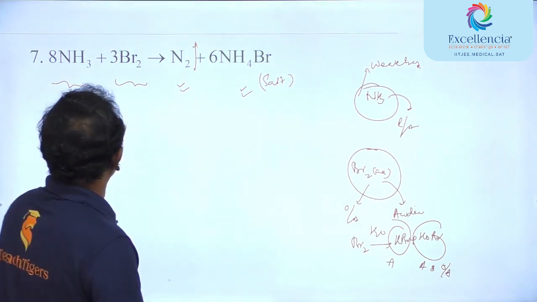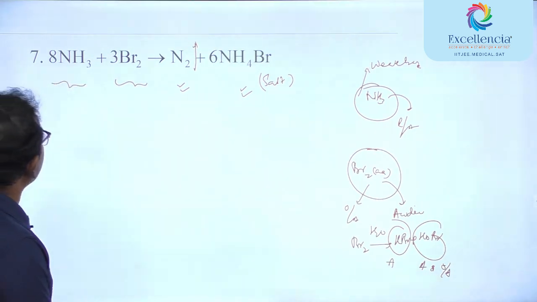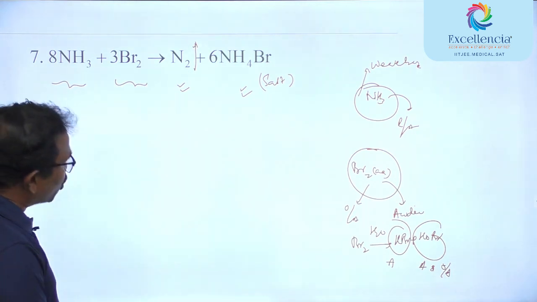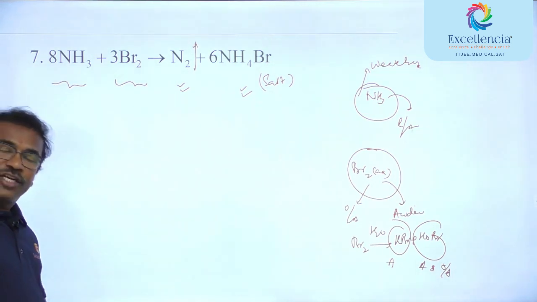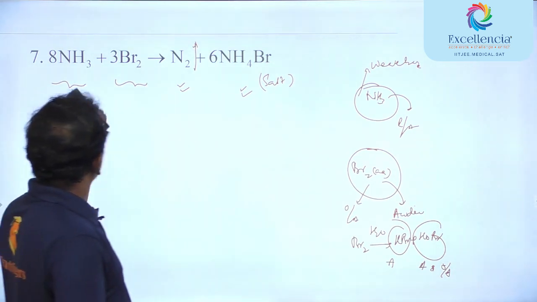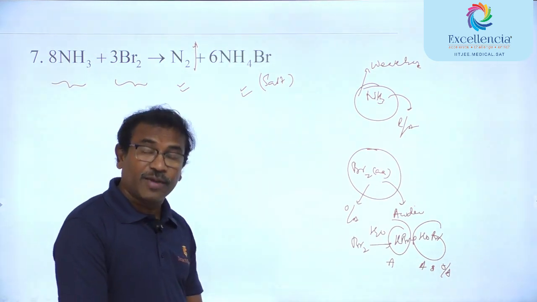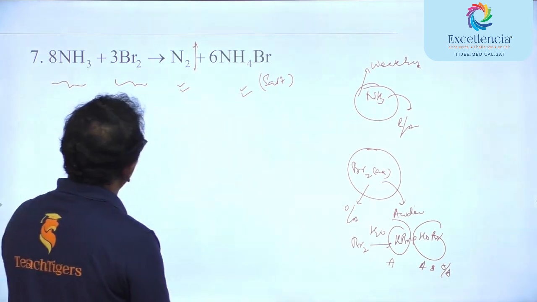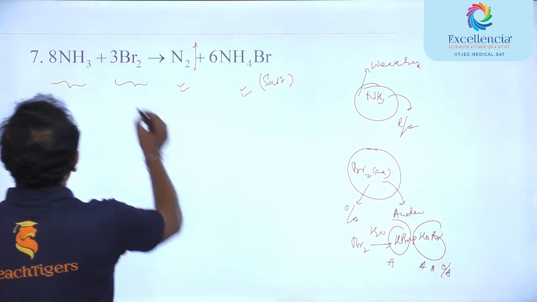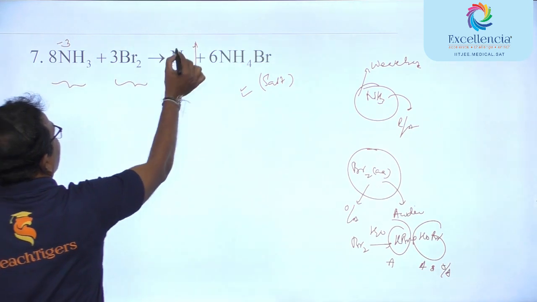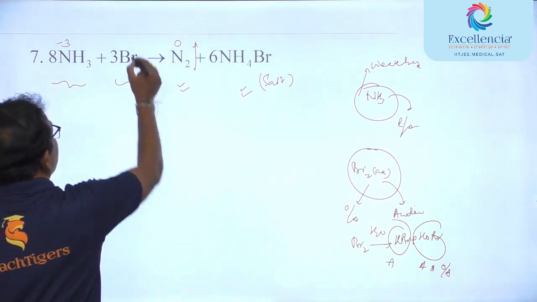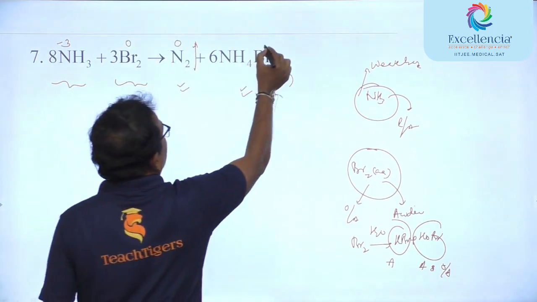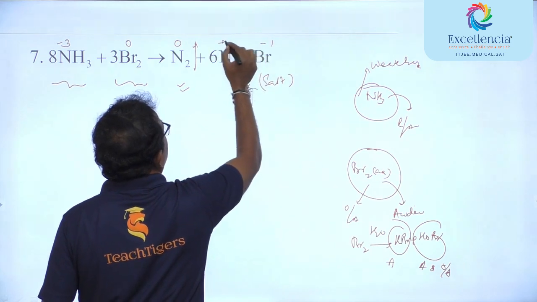Now look at the reactants. So ammonia and bromine. The possibilities are that both an acid-base reaction and a nucleation reaction are possible. I'm talking about only possibility. Now let us explore how this is. If you look at the products here, we have the -3 state and here we have the 0 state. This is the 0 state and here we have the -1 state.